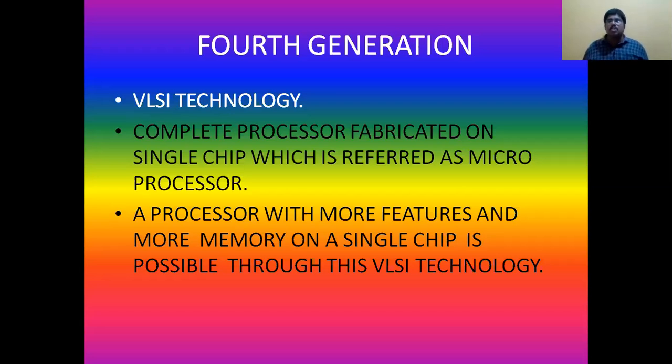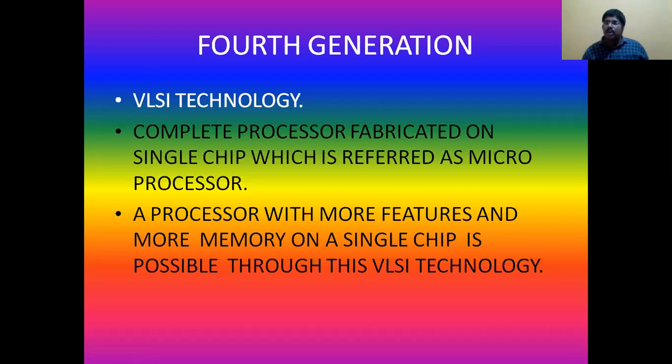That means the processors use the fourth generation. Okay, so the complete processor is fabricated on a single chip. That's what I have shown in the previous figure. This is referred to as a microprocessor. Generally, the definition of a microprocessor is CPU on a chip. If the entire central processing unit is fabricated on a single chip, it is called a microprocessor. So in VLSI technology, it is possible to fabricate the entire central processing unit on a single chip.